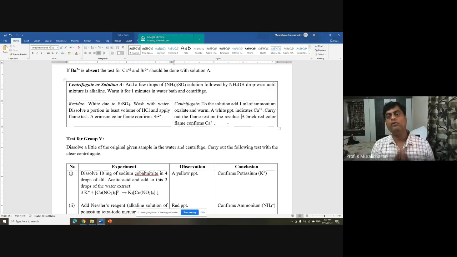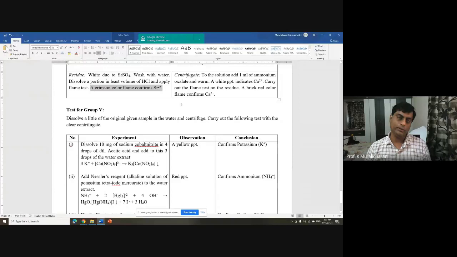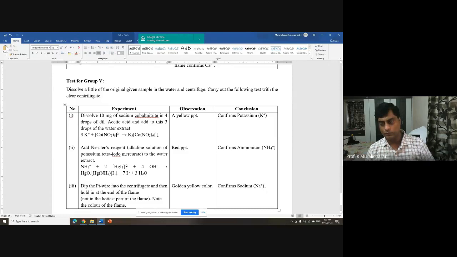But smart students who do the group separation quickly will complete the experiment within half an hour. You just keep adding 3-4 reagents continuously, that's all. So proper group separation. We'll end here because you will get strontium for confirmation, but you are not going to drop the experiment without confirming the presence or absence of potassium, ammonium and sodium separately. You have to go further; this is not the group separation.